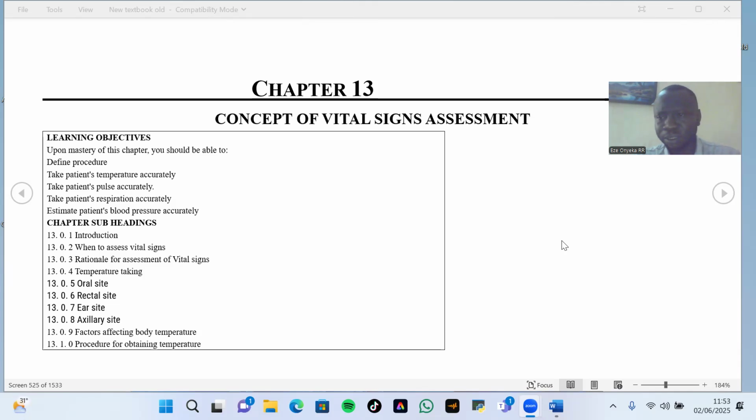All right, so in this particular section, we'll be taking it to our introduction, when to assess vital signs, rationale for assessment of vital signs, temperature taking, in terms of oral sites, rectal sites, ear sites, axillary sites. We will look at factors affecting body temperature, procedure for obtaining temperature, factors affecting pulse, factors affecting blood pressure, and all of that. We're going to look at all of this in this particular section.